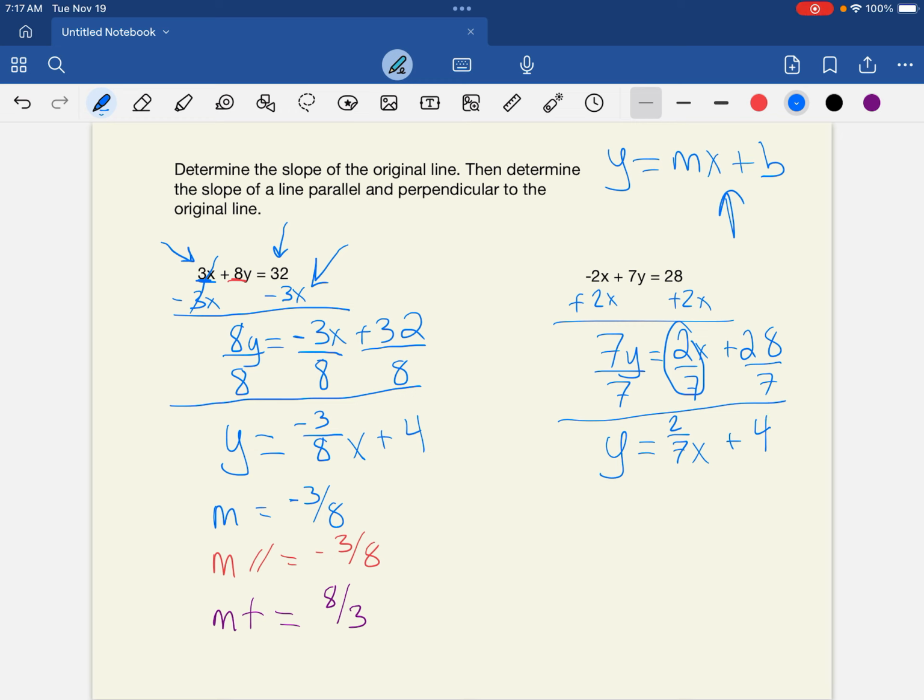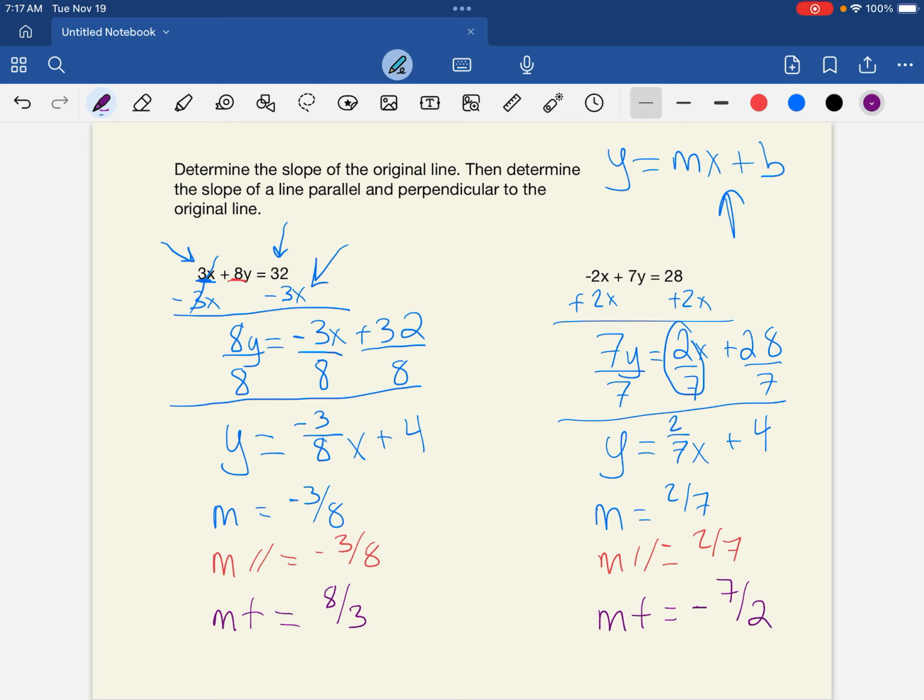So after I've done my inverse operations twice, after I've solved this equation for y, what I'm going to say is, hey, my original slope is 2/7. The slope of the line that's parallel to this is the same, so this would also be 2/7. And then the slope of the line that is perpendicular to this is the opposite reciprocal. So I go from positive to negative, and I flip my fraction.